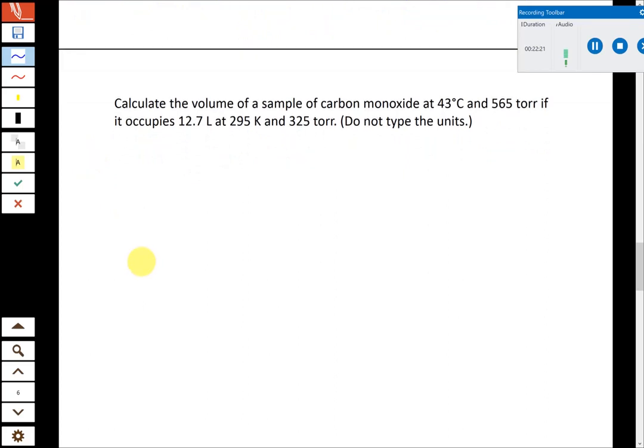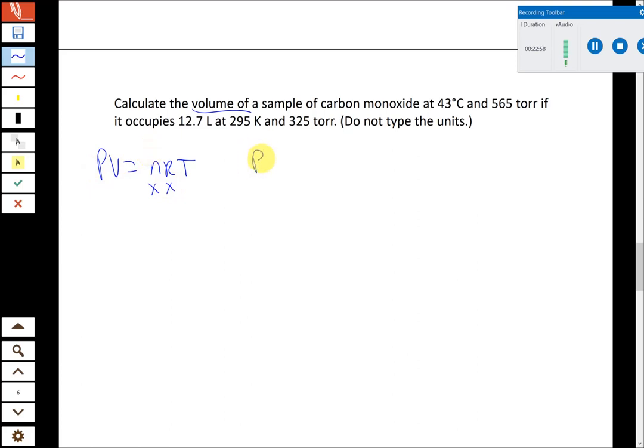But we'll end with this one here, which is a little bit more complicated because we have more parameters that are changing. So we're looking again, volume of a gas is what we're calculating. A sample of carbon monoxide, the identity of the gas doesn't matter though for the ideal gas equation. If it occupies 12.7 liters at 295 K and 325 torr. So basically everything is changing. So in PV equals nRT, we have a sample of gas. We're not telling you that the number of moles is changing, it's the same sample. R is always a constant, but once again, pressure, volume, and temperature are all changing.